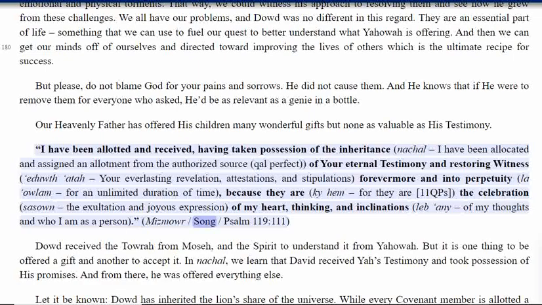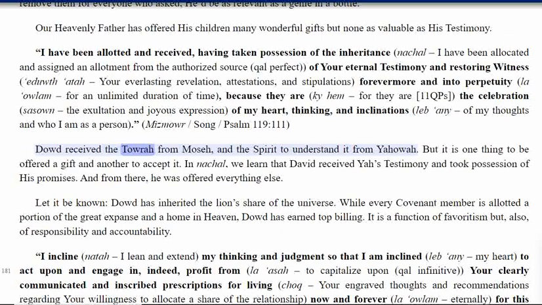Mizmowr, Song, Psalm 119-111. Dowd received the Torah from Moses, and the Spirit to understand it from Yahowah.